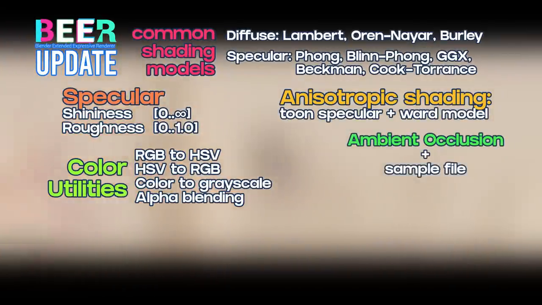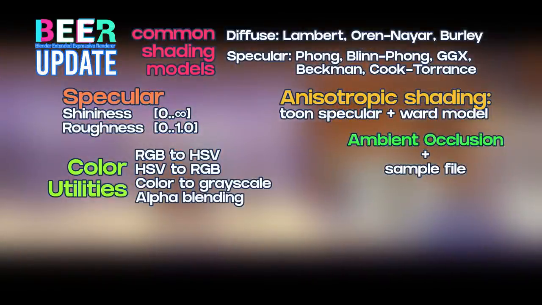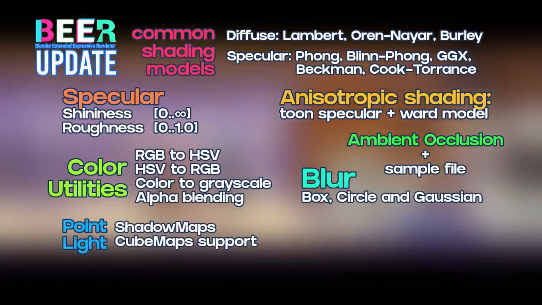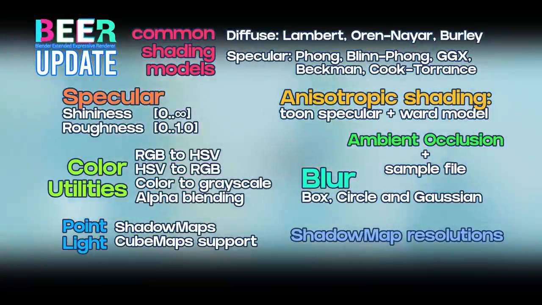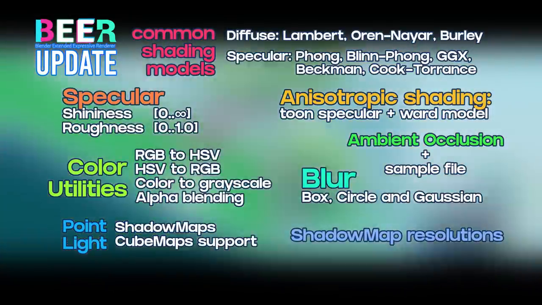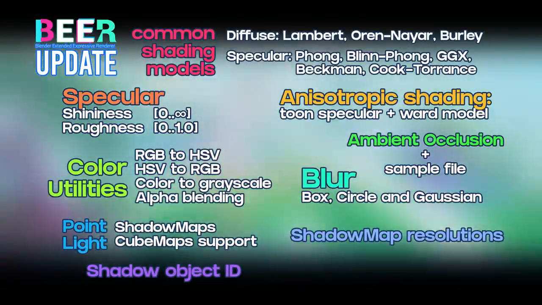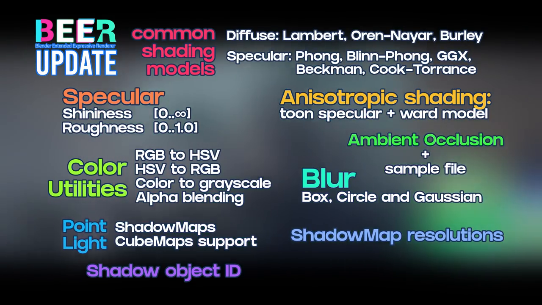We have ambient occlusion and a sample file on how to use it. For blur, we have box, circle, and Gaussian blur. For shadow, Malt has point light, shadow maps, and cube map support. Shadow map resolution for different light types is also available. One very cool feature is shadow object ID. With this, we can isolate self-shadow.